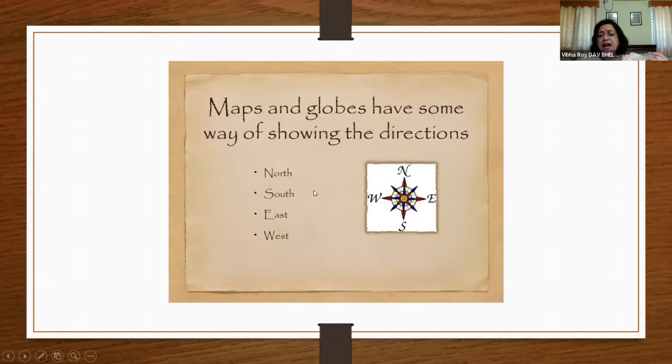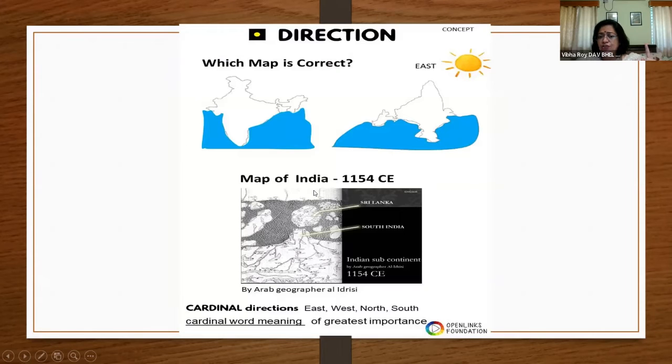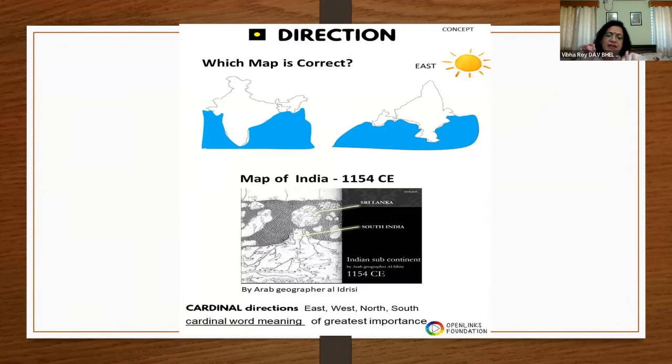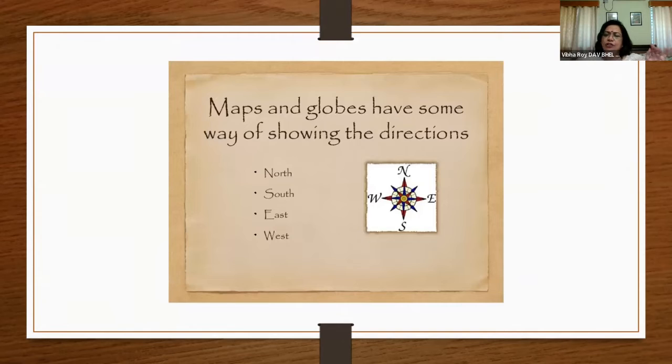So that brings us to the question of direction. There are four important directions. What are they? They are also known as cardinal directions: north, south, east, west. Cardinal means main. So cardinal directions are the most important directions, which we have to understand. And once we know these four directions, we can know the other intermediate directions also.